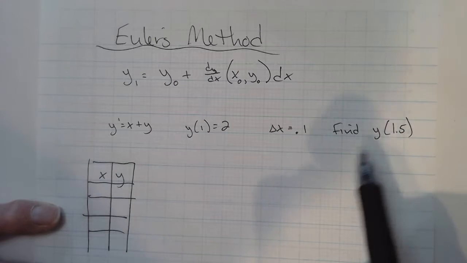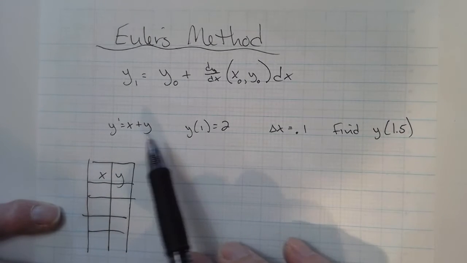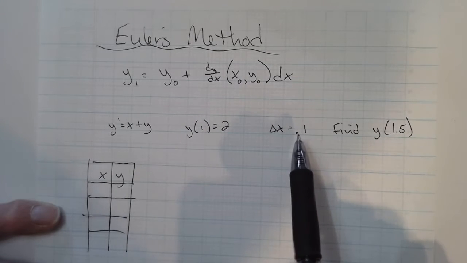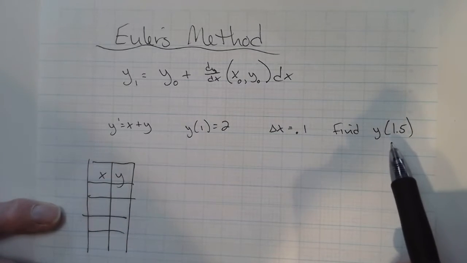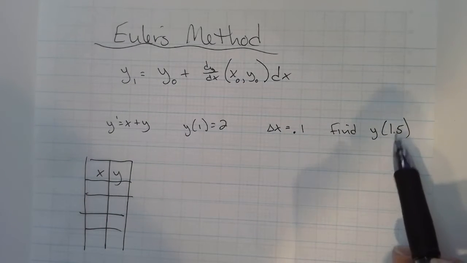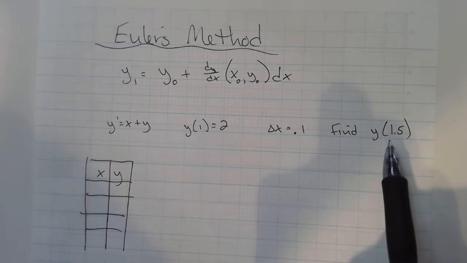So I just made up a problem. Here's my differential equation. I'm given that y(1) is 2. We're going to go up by 0.1, and we need to evaluate what y(1.5) is. Okay, starting at 1, we're going to go to 1.5.